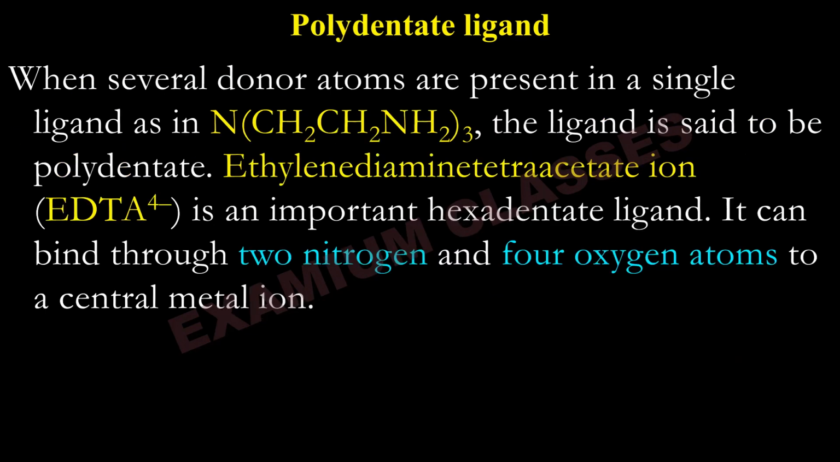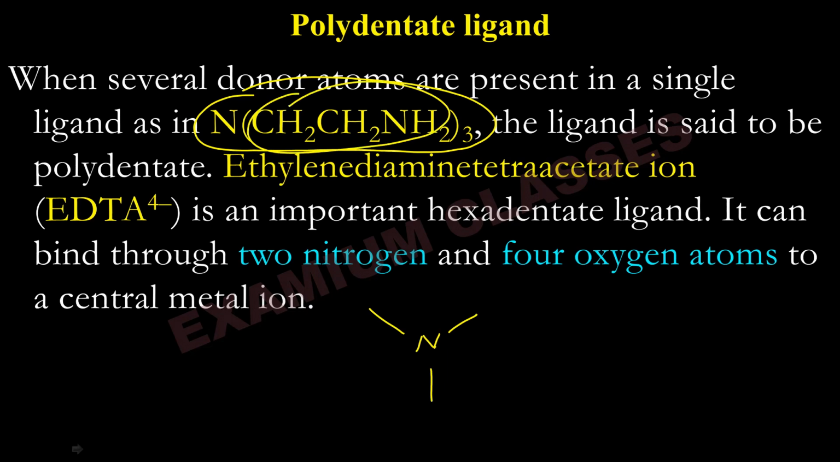Polydentate means there are multiple sites: 3, 4, 5, more than that. So suppose I talk about this one, with CH2, CH2, NH2 thrice. So it is something like this. There are three CH2, CH2, NH2.